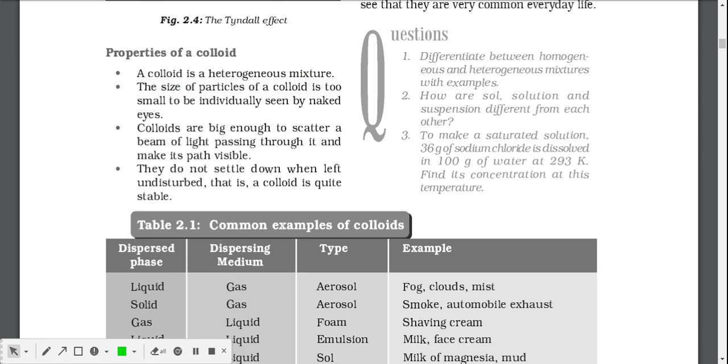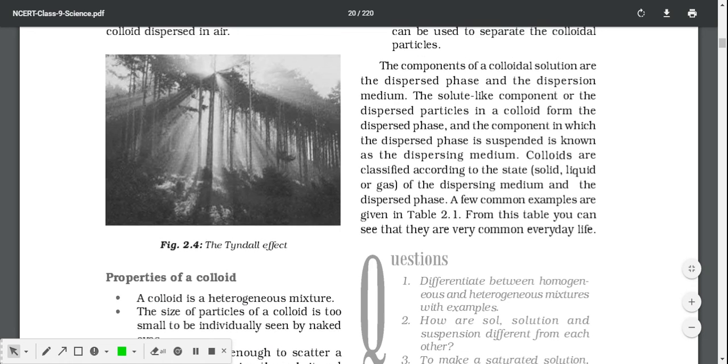They do not settle down, they are not suspended either, they remain uniformly distributed. That's why we call it homogeneous, but it is actually heterogeneous because all the other properties show those of a heterogeneous mixture. So we can say that a colloid is more stable than a suspension.